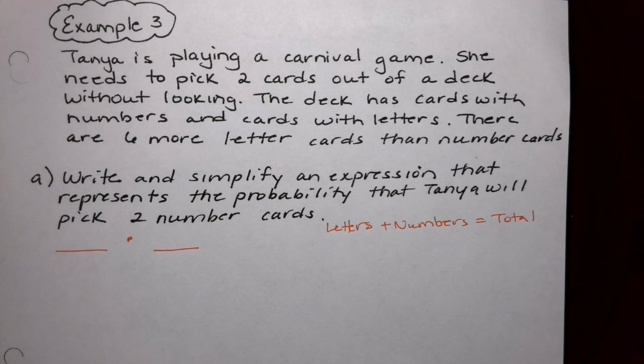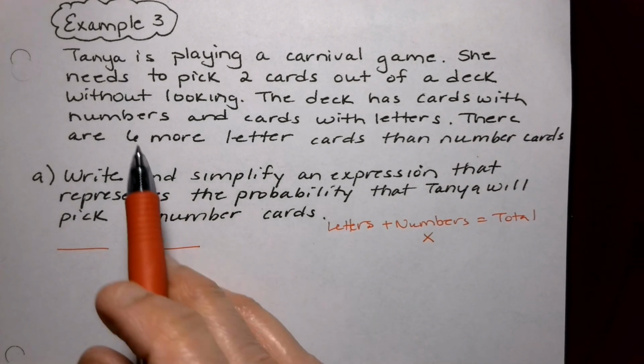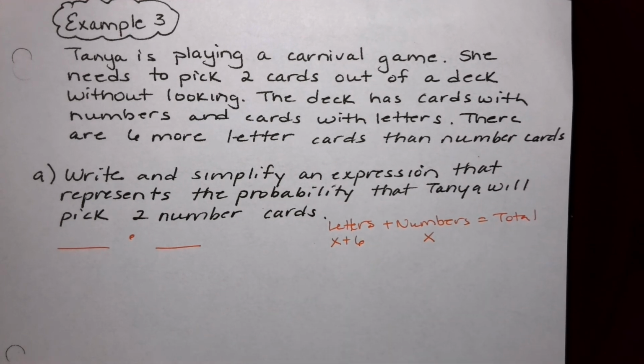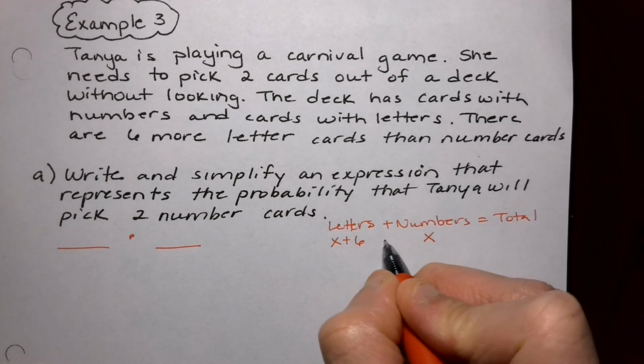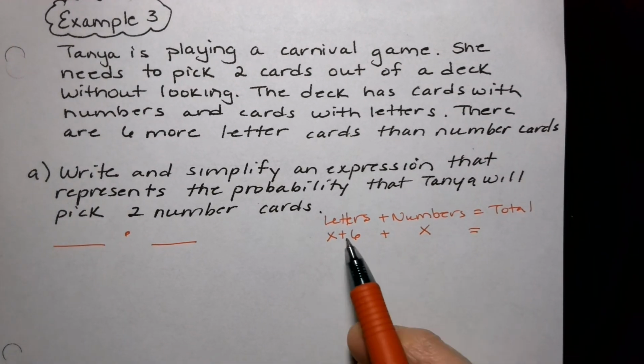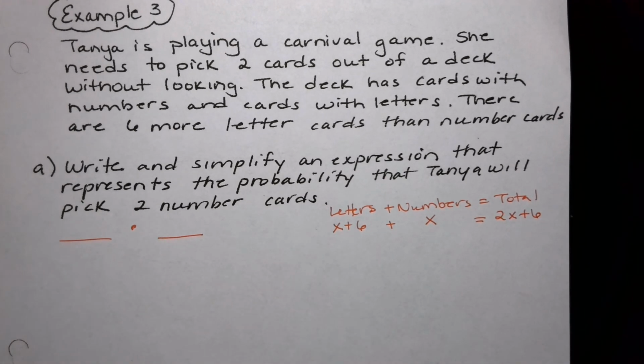So how many letters are there? Well, there's 6 more letters than numbers. So which one could we label X? Yeah, let's label the numbers X, because then what would the letters be if it's 6 more than that? It'd be X plus 6, wouldn't it? So when I add these two to get my total, what do I have? X plus X is 2X plus 6. That's my total. Okay, so that's the number that is in the bag.